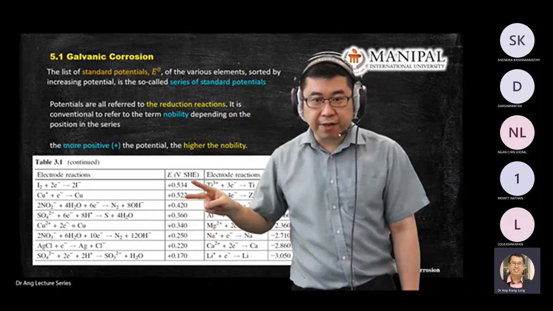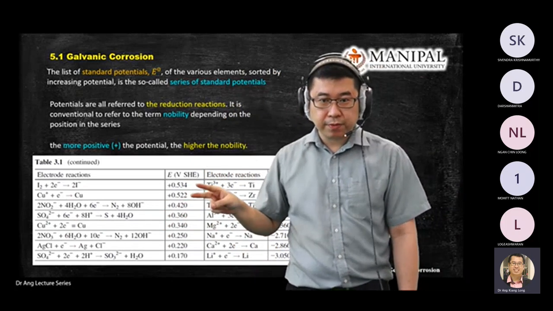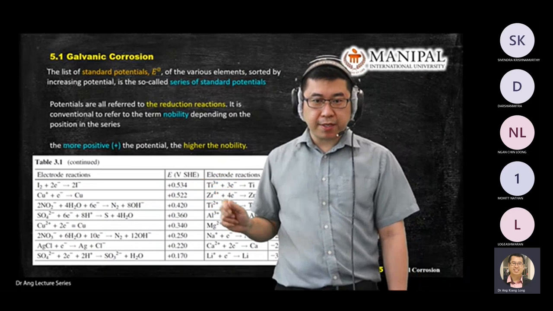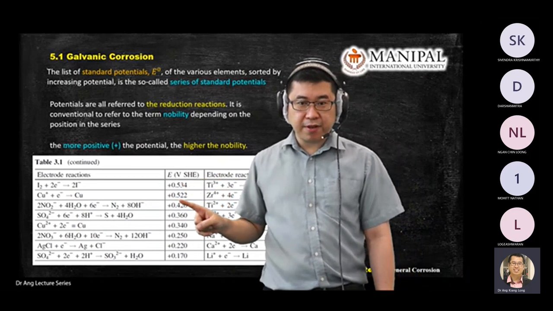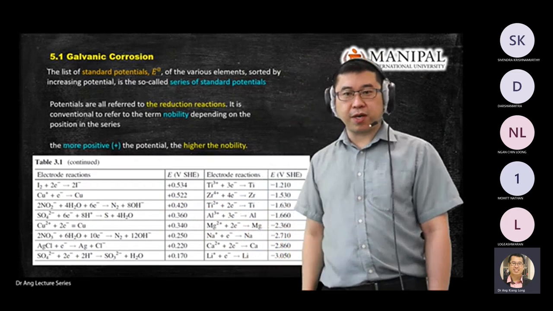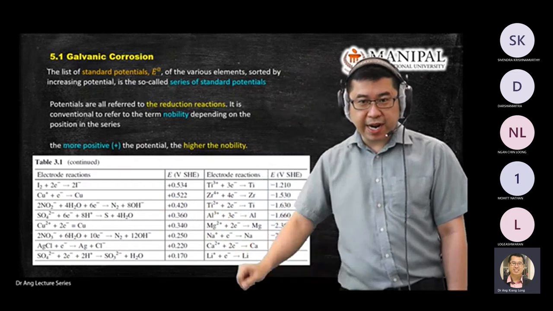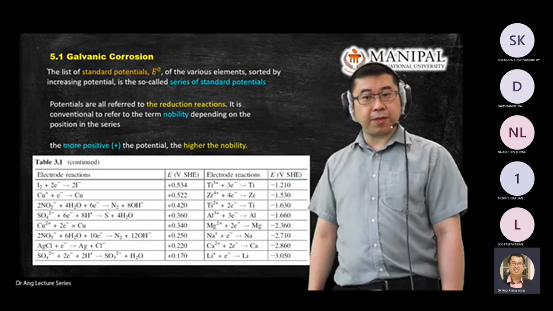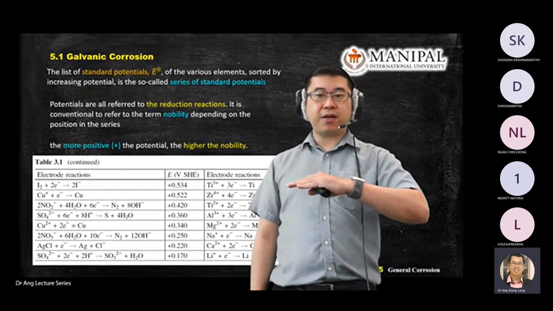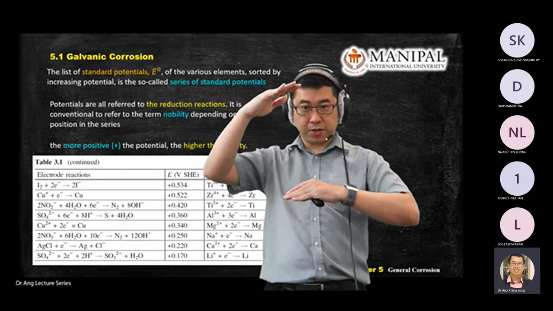Now what happens if I pick these two members? You have positive 0.534 and positive 0.522. Which one is lower? The second one is lower, right? So what is the ranking in the nobility? Lower number is always below, higher number always above.